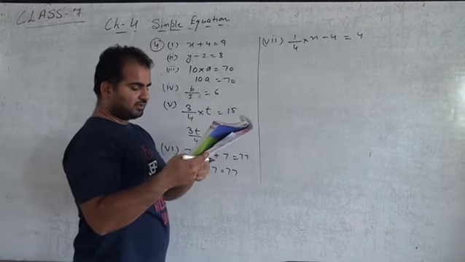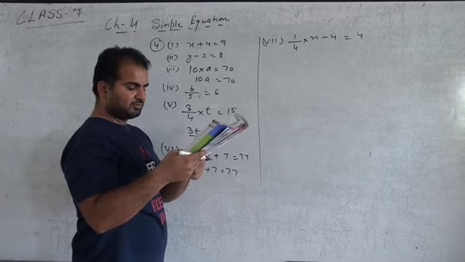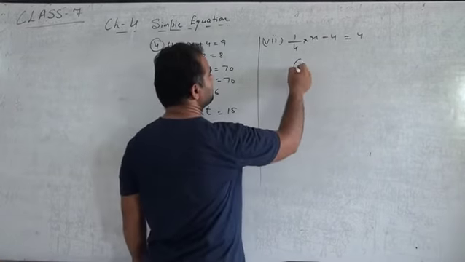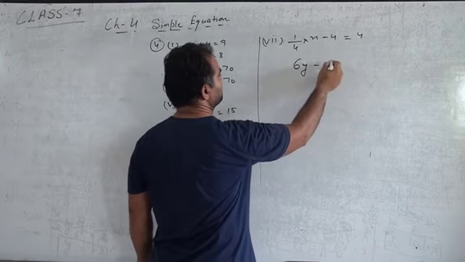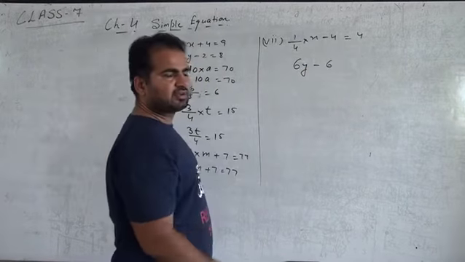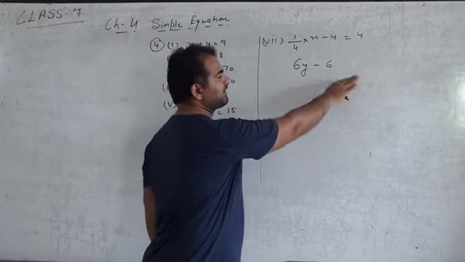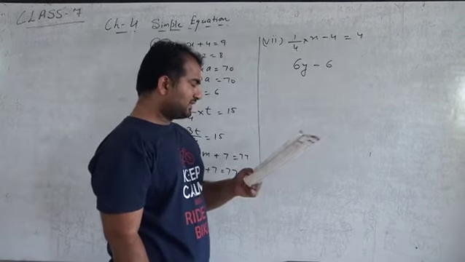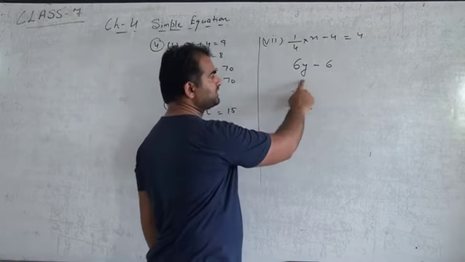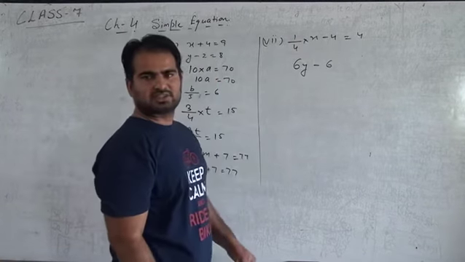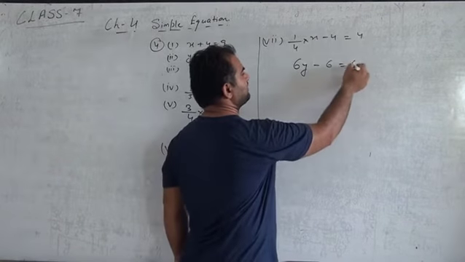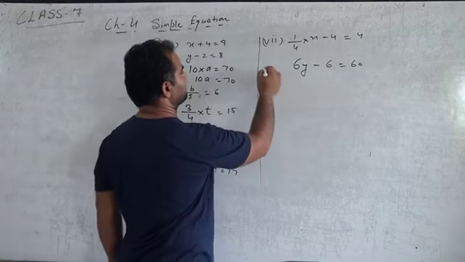Next is if you take away 6 from 6 times y. Okay, what we have to do is, if we take away, it means if we subtract what? 6 from 6y, 6 times y, then it will give you 60. So the answer will be 60. This is our equation.